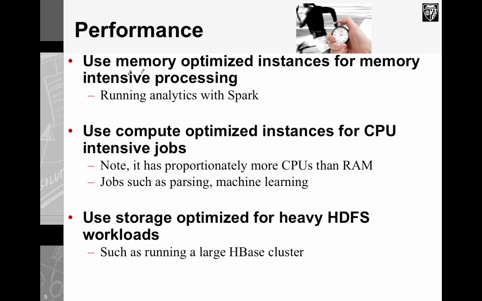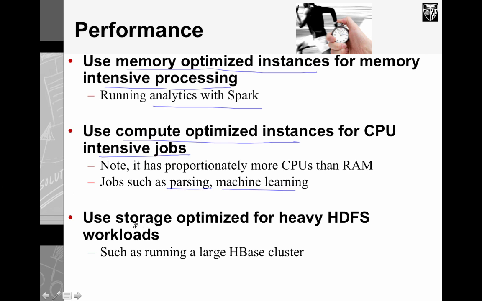Continuing on the performance concept, use memory optimized instances for memory intensive processing. For example, if you do analytics using Spark, Spark likes to load all the data into memory, so you may want to use memory optimized instances. Use compute optimized instances for CPU intensive jobs. If you have a reasonable amount of data but you really have to do a lot of calculations, for example mathematical modeling, or you want to do image processing, then you may want to use CPU optimized instances because they have more CPUs than RAM. Jobs such as parsing, machine learning can take advantage of compute optimized instances.